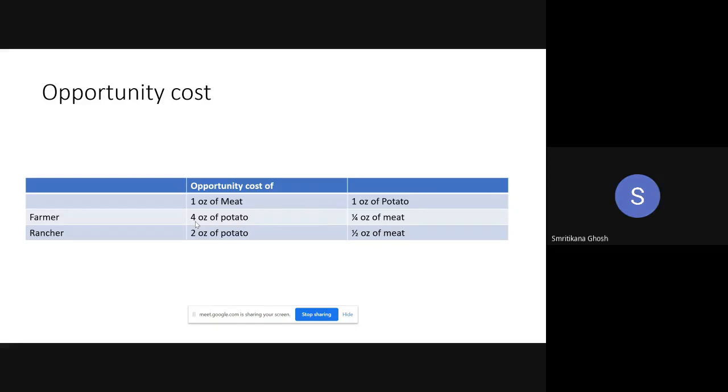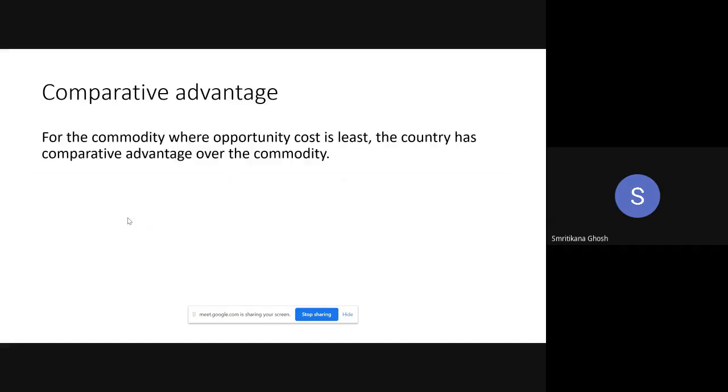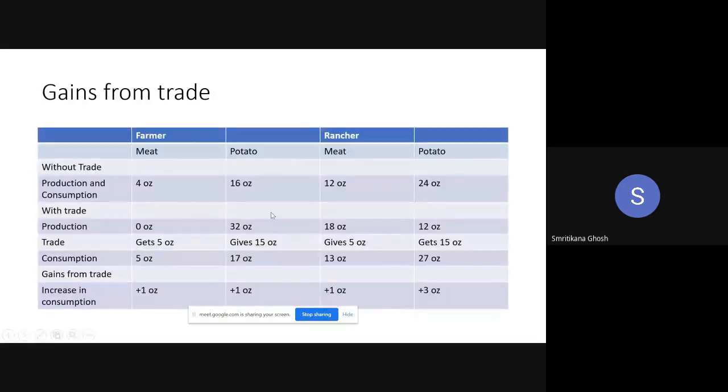It's better to purchase the meat. The opportunity cost of meat for me is 4, but in the market, the opportunity cost of meat for me is 3. So it's better to go for the exchange. You have to look at this table very carefully, then you can understand everything.